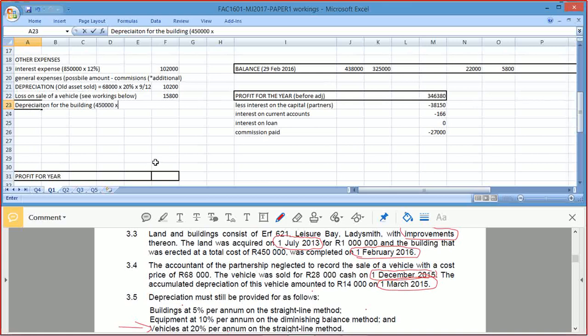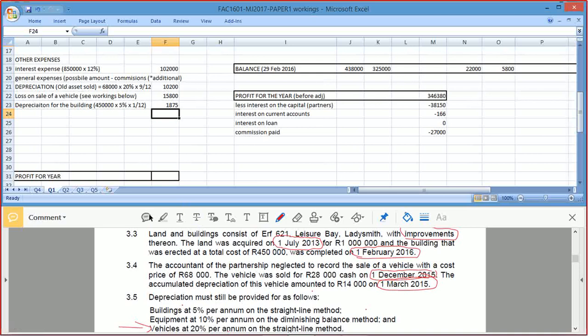450. Yeah. Times, what is the rate? 5% times 1 over 12. Makes sense? Yes. See, I'm showing all my workings. 450,000 times 5% times 1 over 12. Okay, gives you 1,875. That's the amount that you're going to record as a depreciation line item in the statement of comprehensive income.